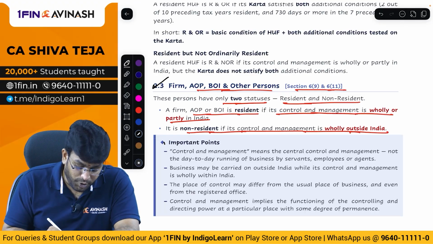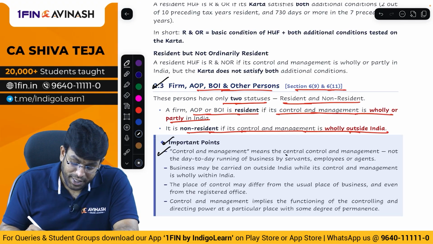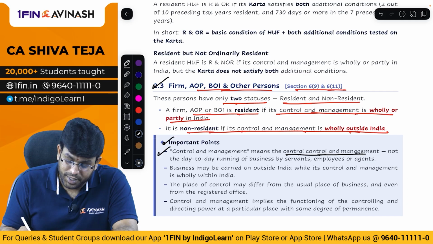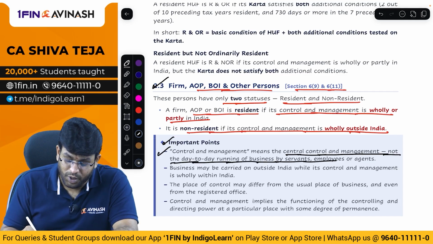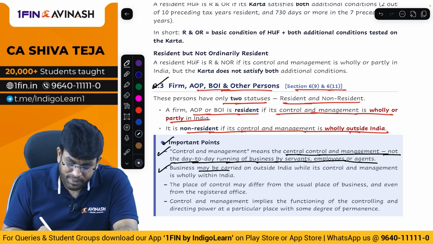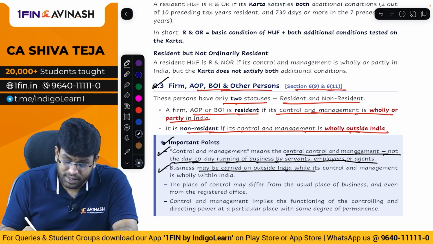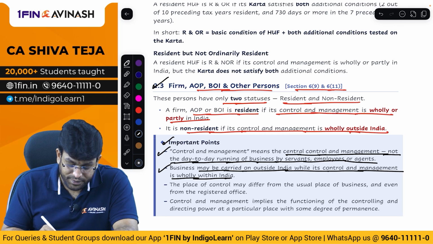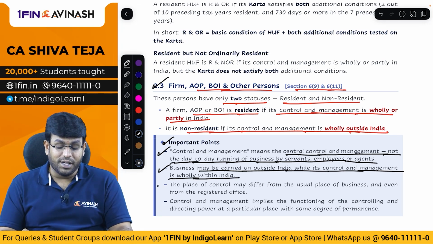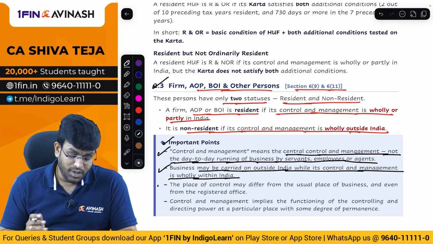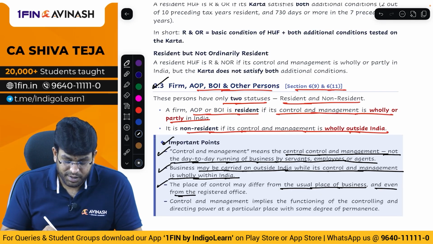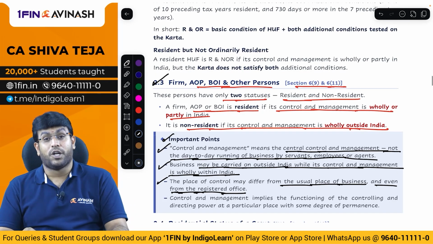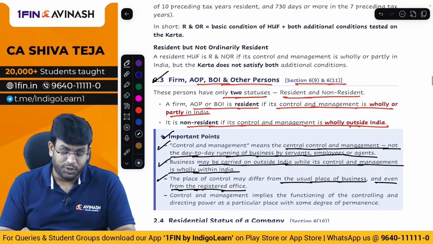Next line. Important points. Control and management means central control and management and not the day-to-day running of business by servants, employees or agents. Business may be carried on outside India while its control and management is wholly within India. Business may be carried on where? Outside India, while control and management is wholly in India. The place of control may differ from usual place of business and even from registered office. We are not bothered about where the registered office is. We are bothered only about where is the place of control.